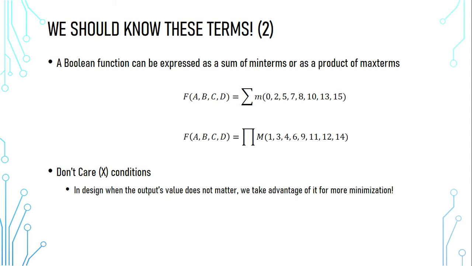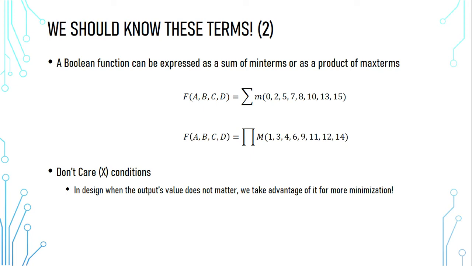Previously, we saw that Boolean functions are expressed in different ways, like algebraic expression, truth tables, POS, SOP, etc. Another way of expressing Boolean functions is showing them by sum of minterms or by product of maxterms. Check these two examples here, both of which represent a single Boolean function.